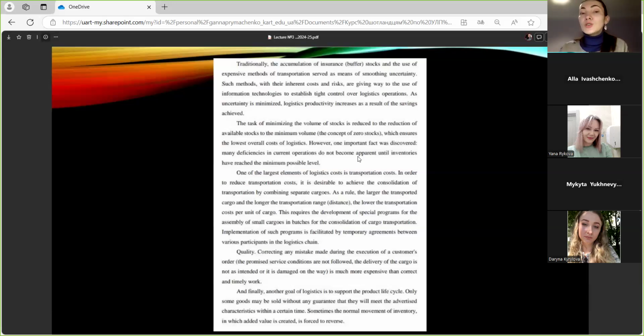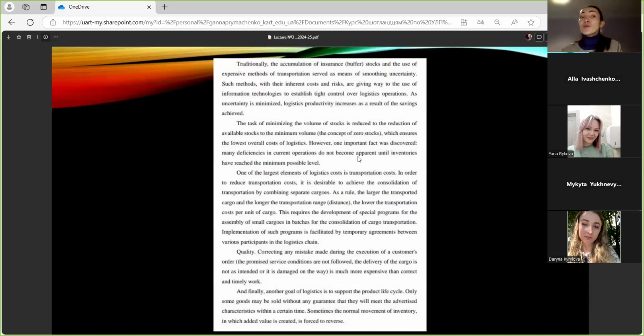In order to reduce transportation costs in delivery, it is desirable to achieve the consolidation of transportation by combination of required cargoes. As a rule, the larger the transported cargo and the longer the transportation distance, the lower the transportation costs per unit of cargo. This requires the development of special programs for the assembly of small cargoes in batches for the consolidation of cargo transportation. Each implementation of such a program is facilitated by temporary agreements between various participants in the logistics chain.